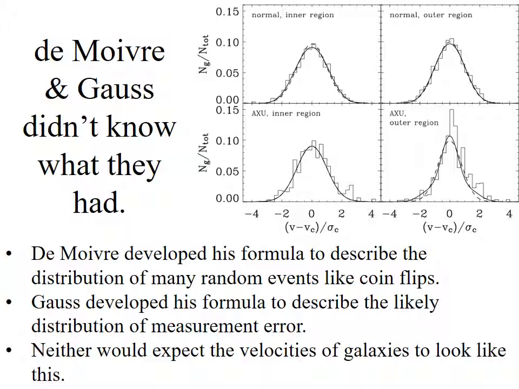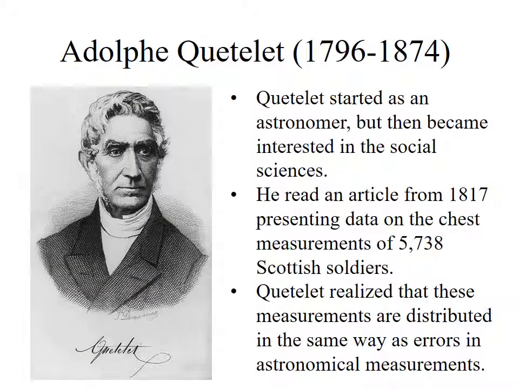Neither of them would have expected, for instance, the velocities of galaxies to look like this. Look at this beautiful normal distribution where you've got groups of galaxies orbiting around each other in clusters. Why does this happen? All right, the next person we need to talk about is Adolphe Quetelet.